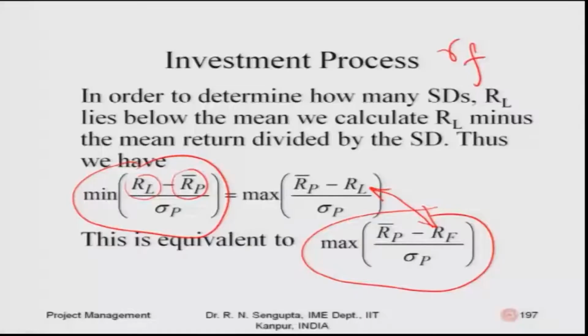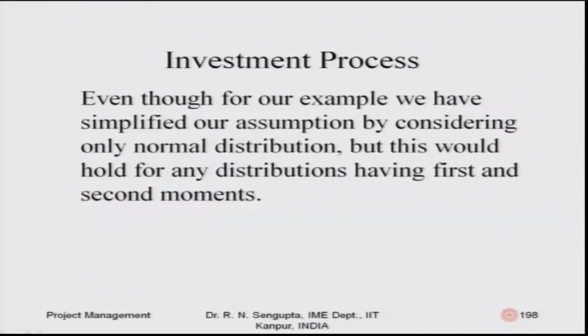So, what I want to find out is the difference between RP and RL, or RP and RF, normalized by the standard deviation, and if I am able to minimize this, it also means I am able to maximize and get the same answer. It is a simple concept of using the standard normal distribution to solve the problem. Even though for our example we have the simplified assumption of considering only the normal distribution, this will hold true for any distribution having the first and the second moment.